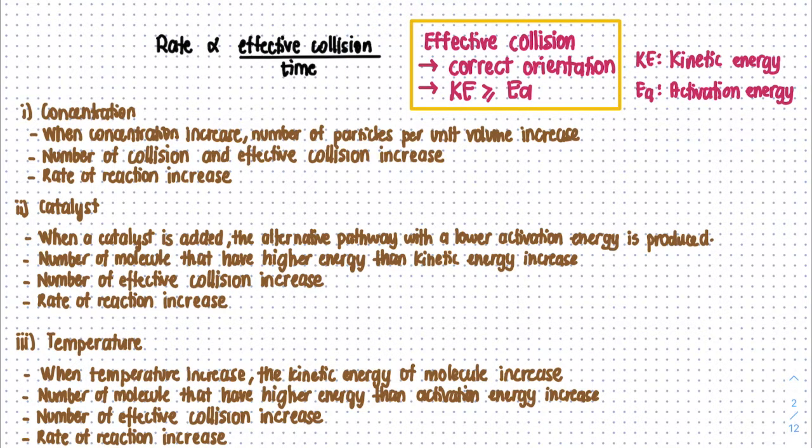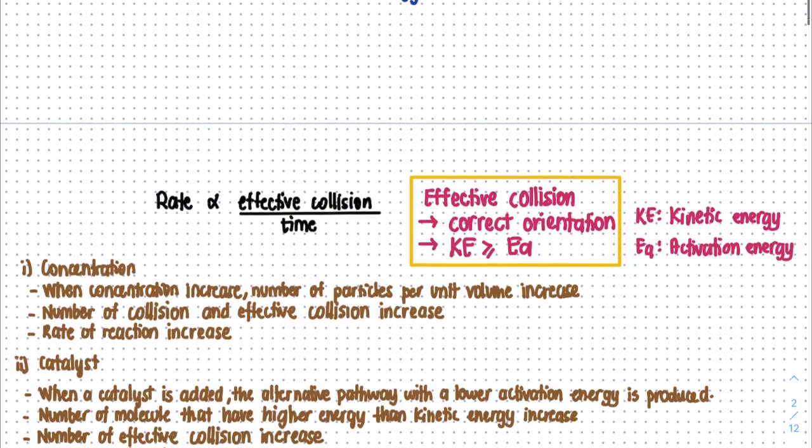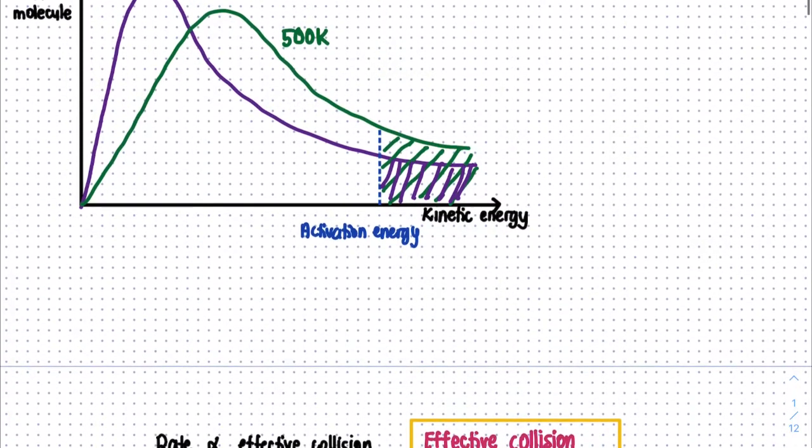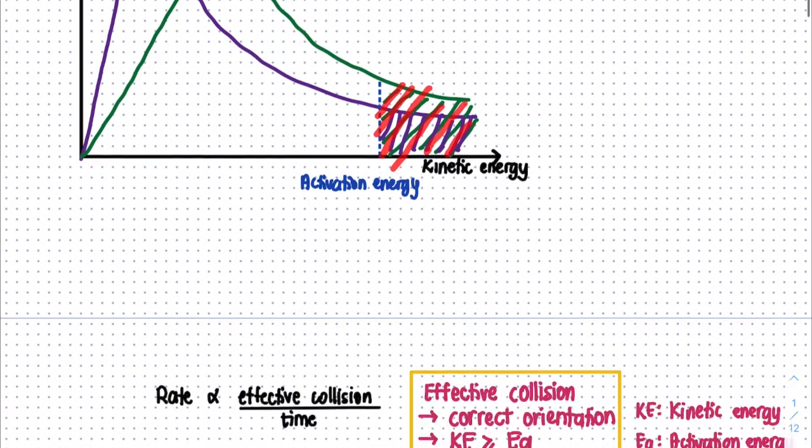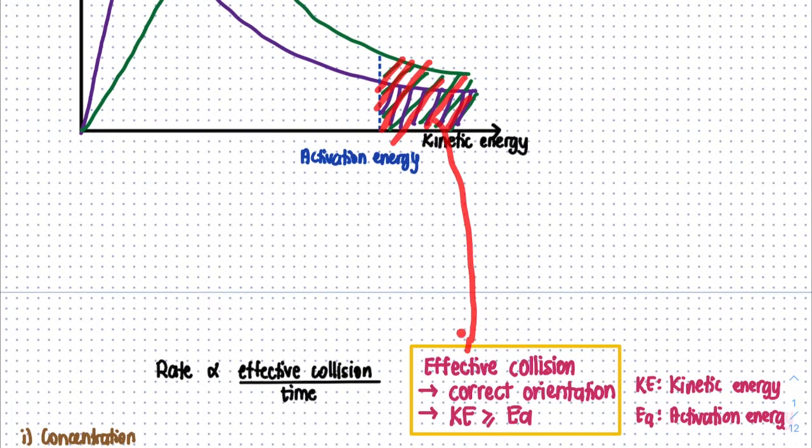Okay, so there are two requirements for effective collision. One, the collision must be in the correct orientation, as well as the kinetic energy of the molecule, KE, is higher than activation energy. Activation energy is the minimum energy required for the molecules to react. So here we have the Maxwell-Boltzmann distribution; the molecules with more than the activation energy are the ones that will undergo effective collision. Effective collision means it will change the reactant to the product.